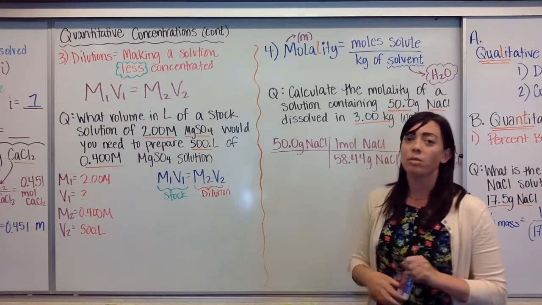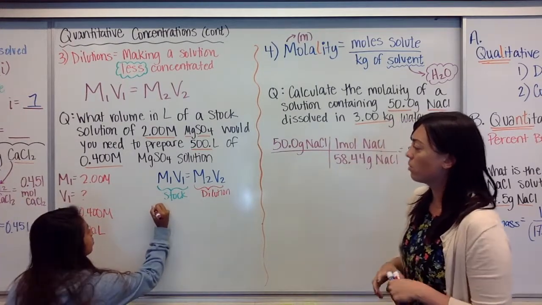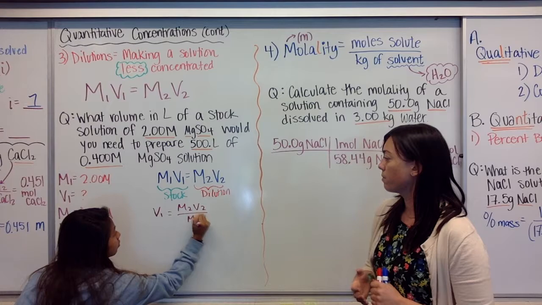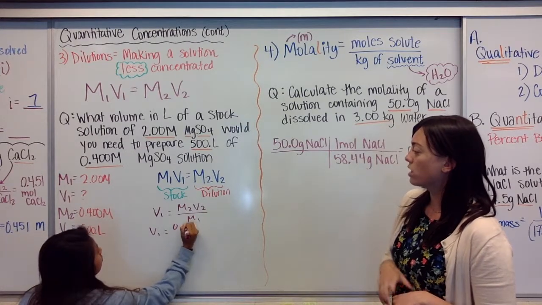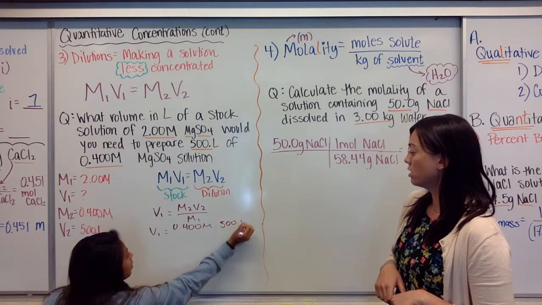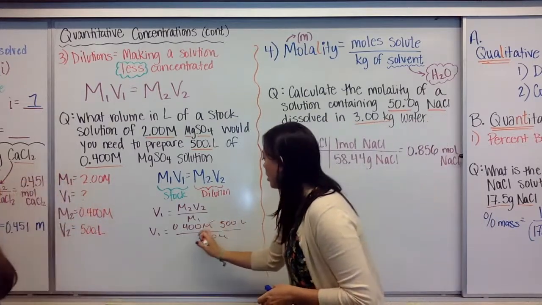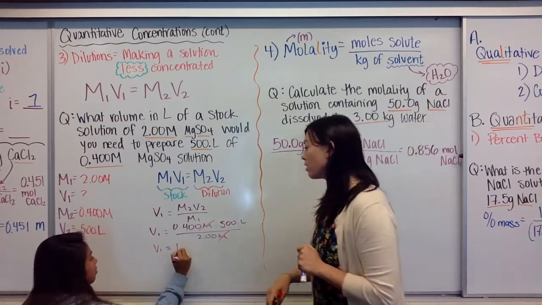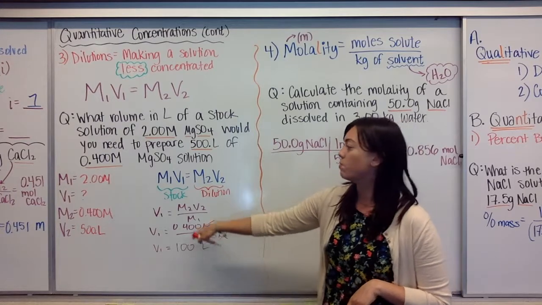We are trying to solve for our initial volume that we need to make this solution. So first I want to isolate the variable. V1 is equal to M2 V2 divided by M1. So V1 is equal to 0.400 molar times 500 liters divided by 2.00 molar. You can see that our molarity cancels out and we end up with 100 liters. This is how much we would need to start out with in order to make this solution.